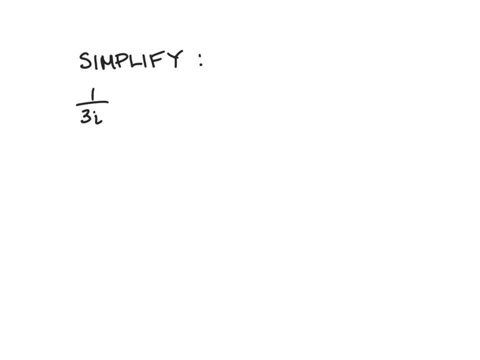Okay, Portia, so if you want to simplify an expression like 1 over 3i, you have to get rid of the i in the denominator because you're not allowed to have an imaginary number in the denominator of your fraction. So what we're going to do is multiply the top and the bottom by i. Because when I do that, i times i, let me review with you real quick.